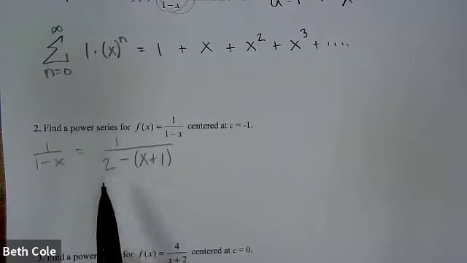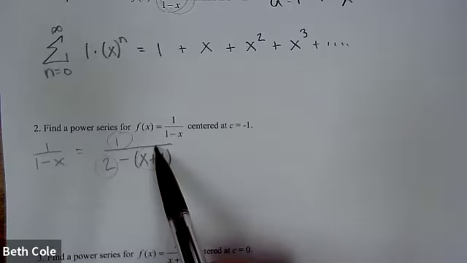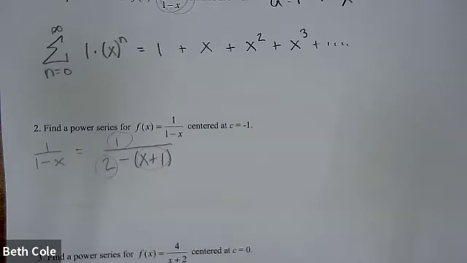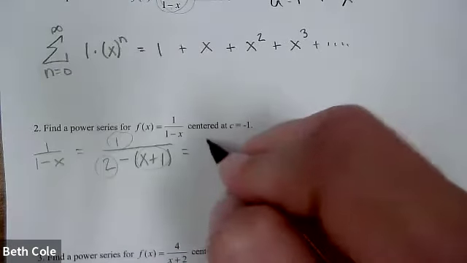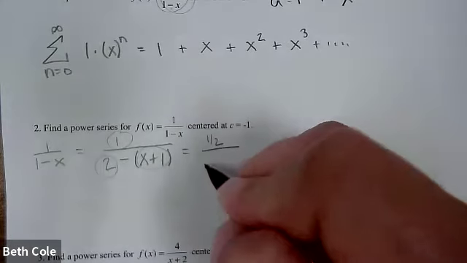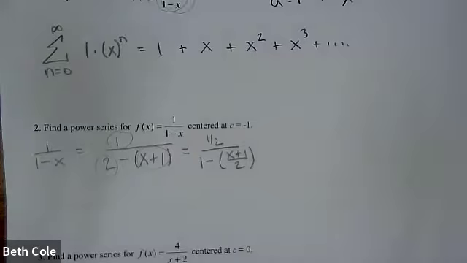So what we're going to do is divide this by 2, divide this by 2, and divide this by 2. You have to divide everything. Remember, in algebra, everything is fair. What you do to one side, you have to do to the other. So what is our numerator going to be now? It's 1/2, and then it'll be 1 minus x plus 1 over 2.